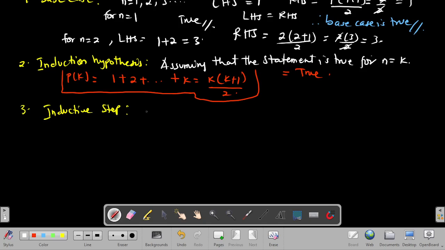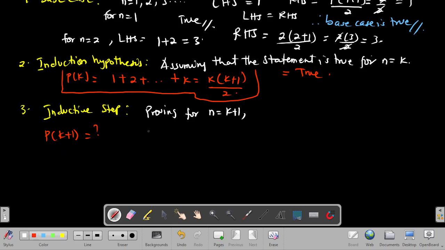So here what we say is proving for n is equal to k plus 1. That's it. So we have to prove that our statement will be true for n is equal to k plus 1. Therefore, this is what we are looking for, P of k plus 1. Okay, that's what you are looking for. Now, what is P of k plus 1?